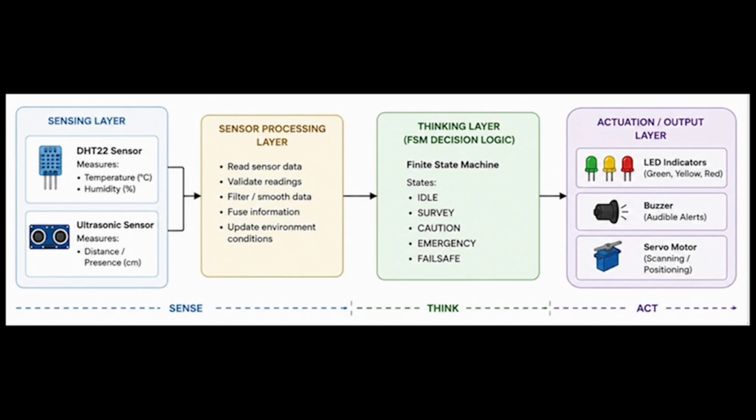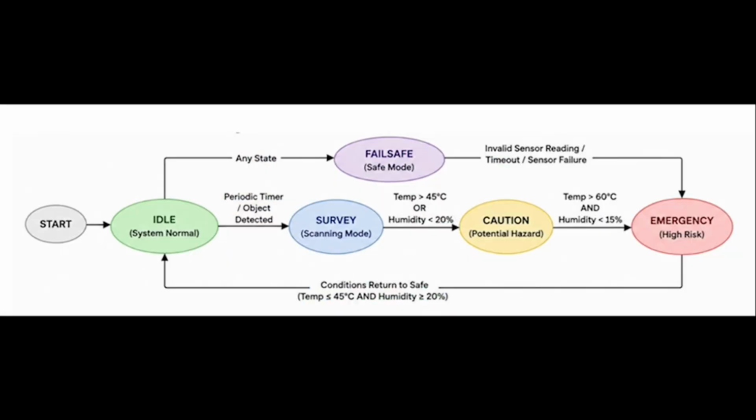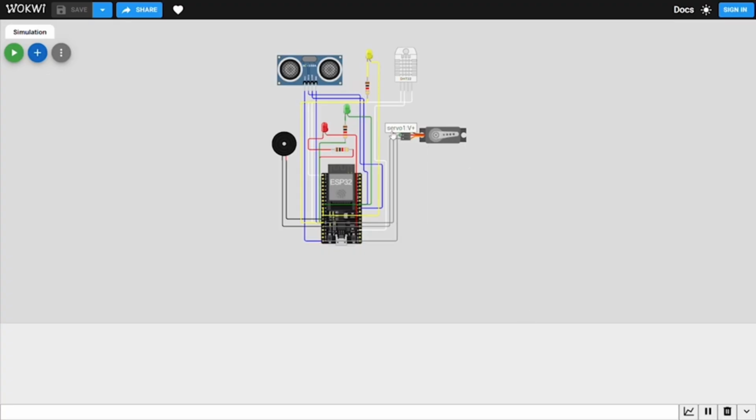The project follows a Sense, Think, Act robotics architecture model. Sensor data is processed through a finite state machine with 5 behavioral states: idle, survey, caution, emergency, and failsafe. Depending on environmental conditions, the system responds using adaptive behaviors including LED indicators, buzzer alerts, and servo motor scanning. In the following demonstration, we'll show the FSM behavior in the WOKWI simulation, and explain how the system uses adaptive monitoring and sensor fusion to respond to hazardous conditions.